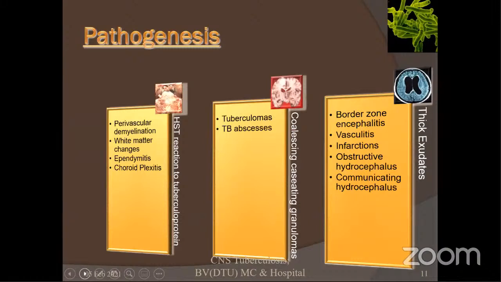So what happens? There is a perivascular demyelination, lot of white matter changes. There may be ependymitis because the bacilli are released into a ventricle, because these are subependymal, and choroid plexitis. There will be tuberculomas and tubercular abscesses when coalescing caseating granulomas are seen, and thick exudates cause border zone encephalitis, vasculitis, infarctions, obstructive hydrocephalus, communicating hydrocephalus. So these are the various mechanisms of pathogenesis of tuberculosis.